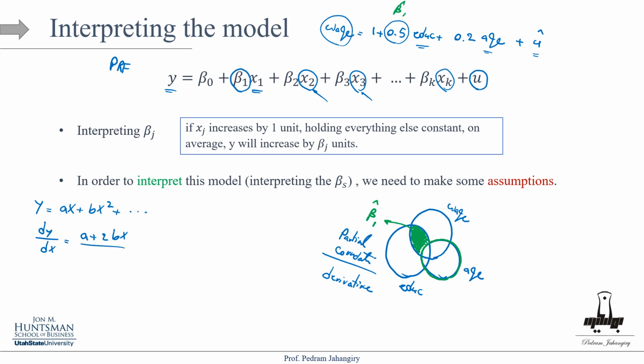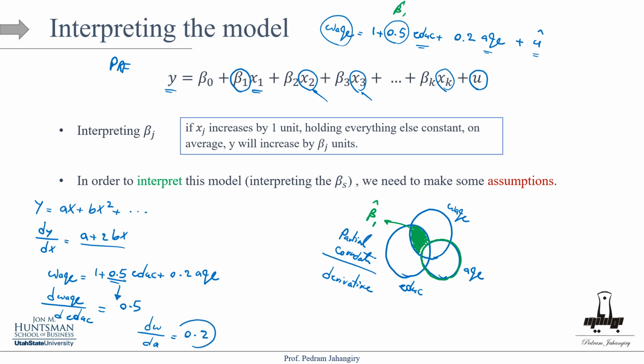So here in our example, we're doing nothing special or fancy. We're looking at wage is equal to 1 plus 0.5 education plus 0.2 age. If I want to see what is the effect of education on wage, look at the terminology, I'm taking the partial derivative of wage with respect to education. What is that? 0.5. What is the effect of age on wage? It's 0.2.